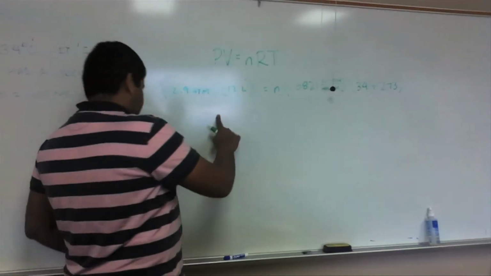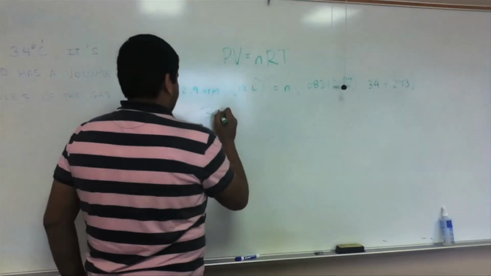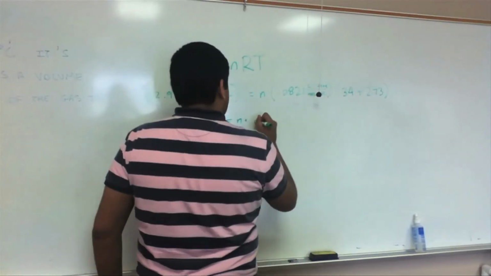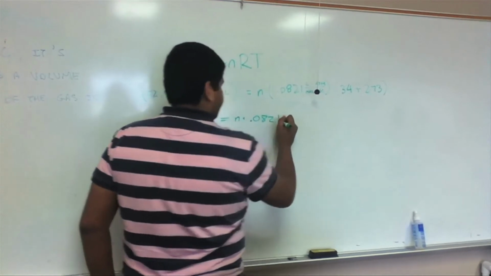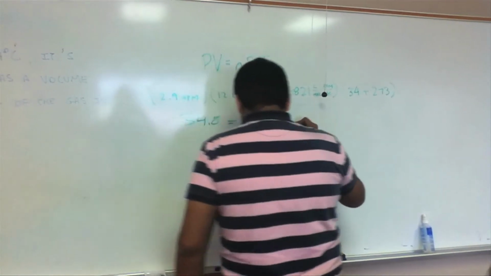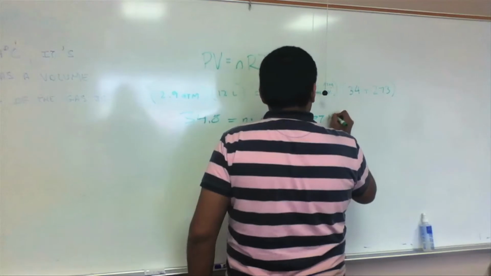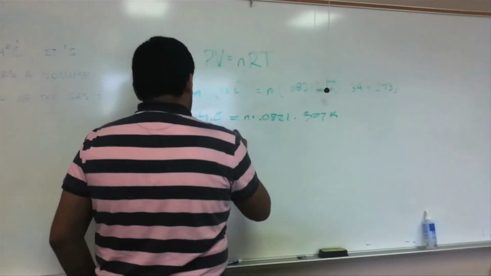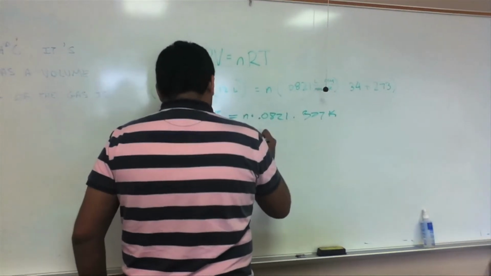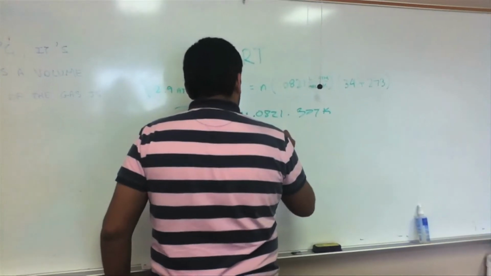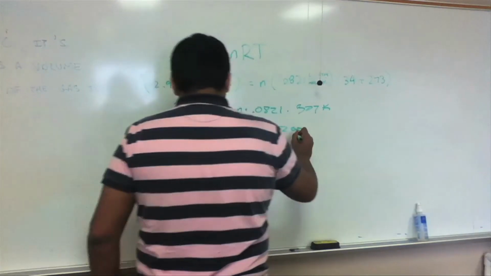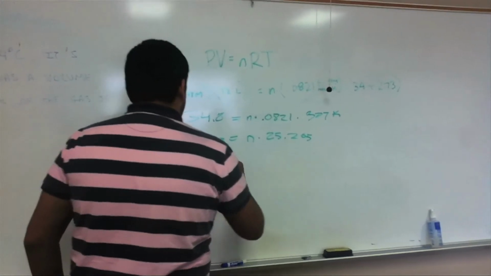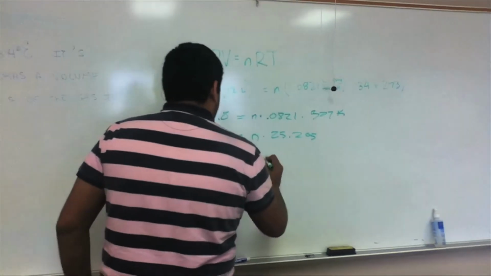So 2.9 times 12 is 34.8, which equals N times 0.0821 times 307 Kelvin. Alright, so let's simplify this more. 34.8 equals N times 25.205. Now you just have to divide both of the sides by 25.205, which leaves N to equal 1.38 moles.